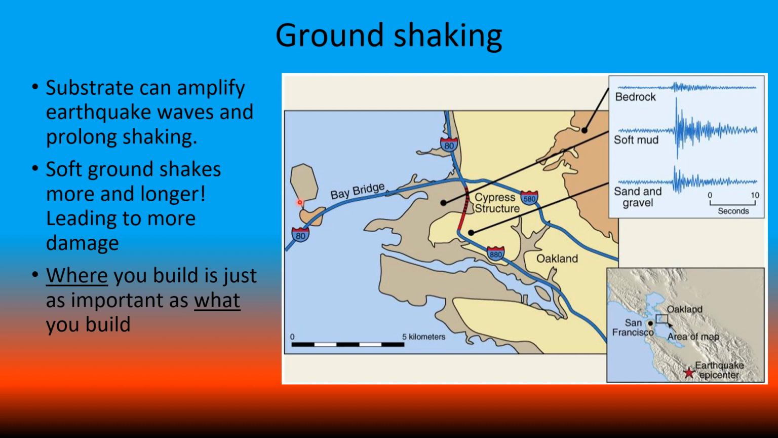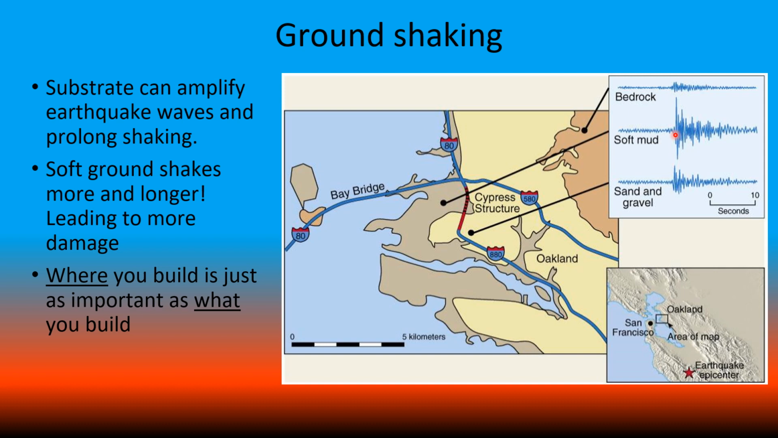And ground substrates can basically be made of bedrock, soft mud, or sand and gravel. So soft ground shakes a lot more than hard ground, like bedrock. So you notice here, this soft mud has much larger amplitude of waves, seismic waves, compared to bedrock, compared to sand and gravel. And this would all be the same earthquake, right? And this is just how it's moving through different materials.